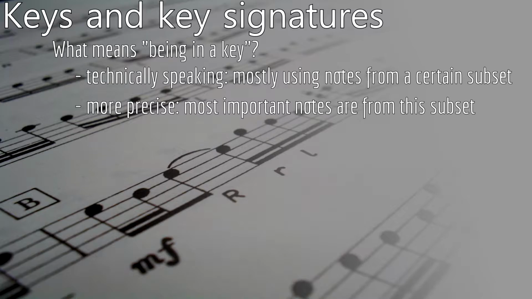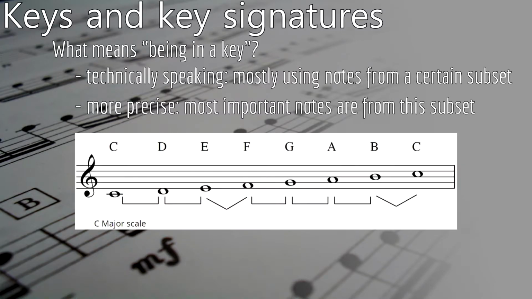One example for such a subset is C major, or the C major scale. It consists of C, D, E, F, G, A, B, and again C. And what makes it a major scale is this pattern of whole tone and half tone steps. So we have 2 whole tone steps followed by a half tone step, followed by 3 whole tone steps, and again the most important half tone step in a major scale, from the leading note, which is the B, to C. And this pattern is called a major scale.